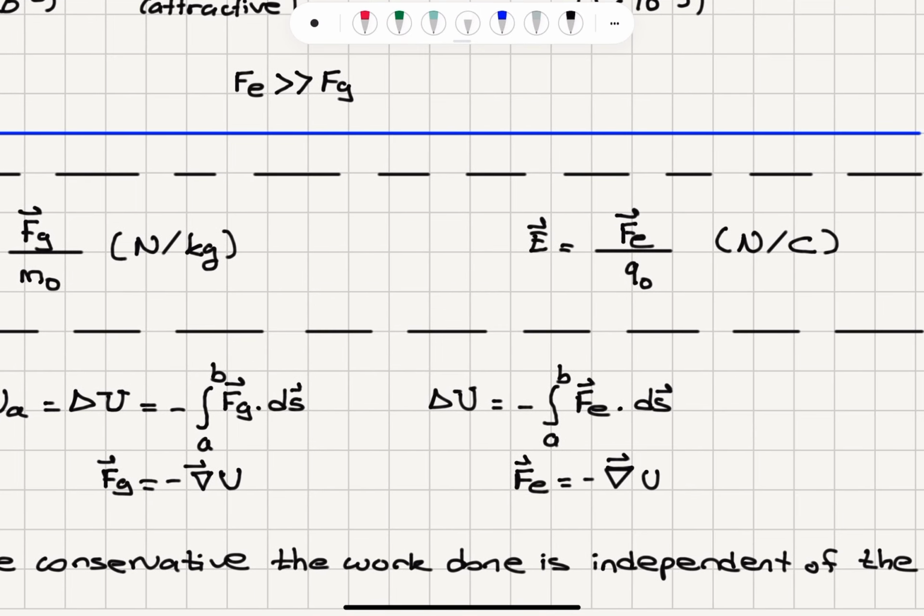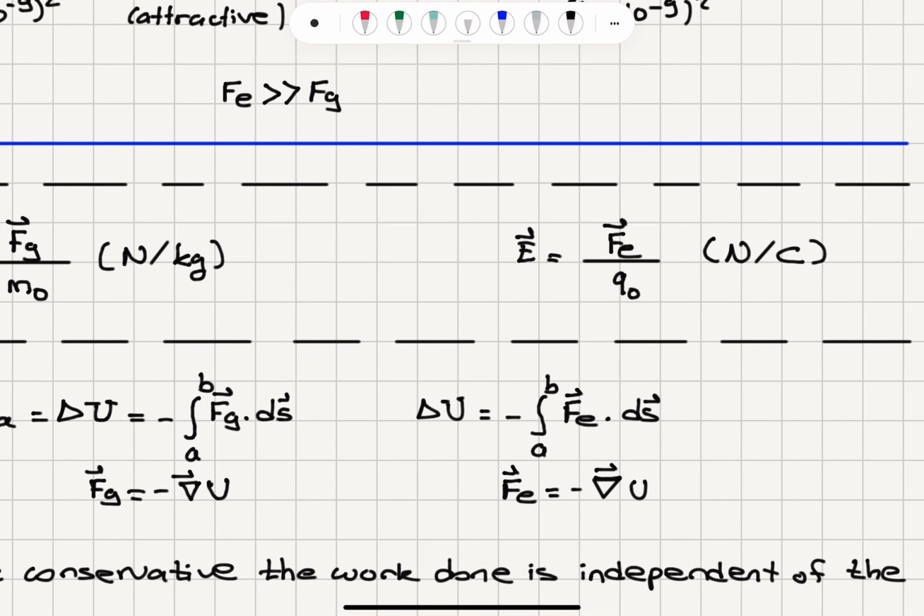The same principle applies to the electrostatic case. The change in the potential energy is minus the integral from A to B of the electrostatic force dot product with ds, and Fe is also derivable from this potential energy as minus the gradient of U.